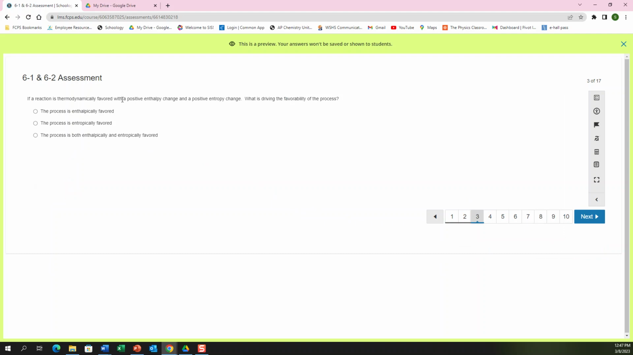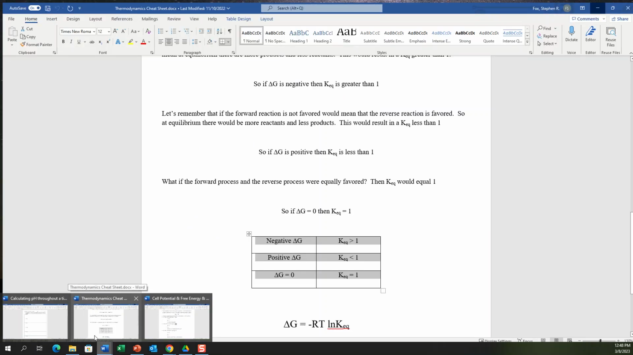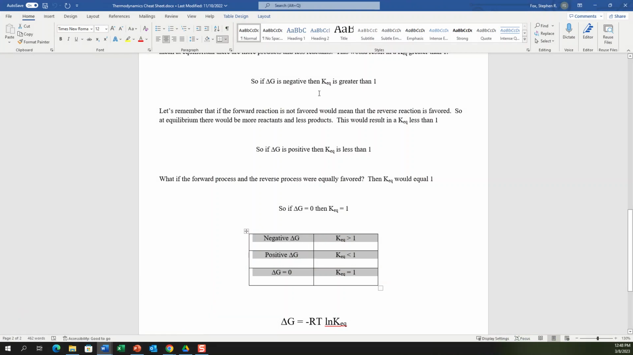If a reaction is thermodynamically favored, so we know delta G is negative and the equilibrium constant is greater than 1, with a positive enthalpy change, so that means a positive delta H, and a positive entropy change. What is the driving favorability factor? Okay, so this is where we kind of have to go back and review something just real quick. So let me pull this up. Okay. Yeah, this is the one I want. All right.